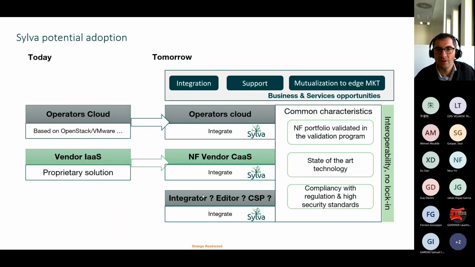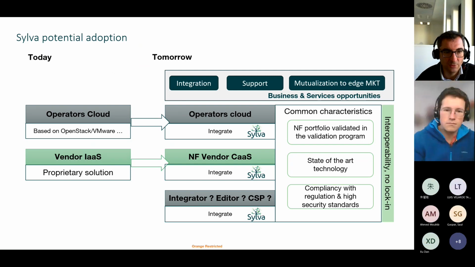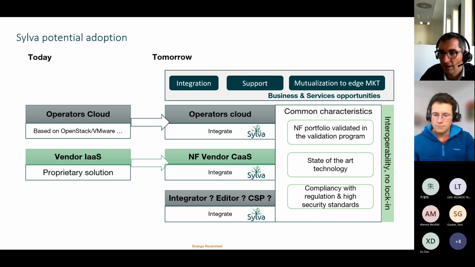So this point is concerning the business opportunities. Just to mention that for today we have the operators with two different models, and most of the operators are mixing those models. So it's developing a cloud layer based on OpenStack, VMware, or something else to support some network functions, but also to have vendor IaaS specific solutions, for example, Nokia, Ericsson, Huawei, ZTE, and others. And so here the main topic is to ensure the transformation and that Sylva can help on this transformation.